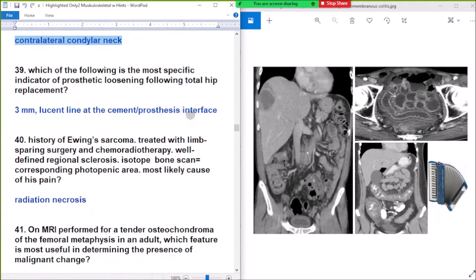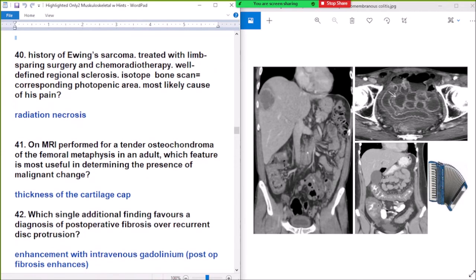Question number 39. Which of the following is the most specific indicator of prosthetic loosening following total hip replacement? A lucent line at the cement prosthesis interface. This is the most specific indicator of prosthetic loosening following total hip replacement.